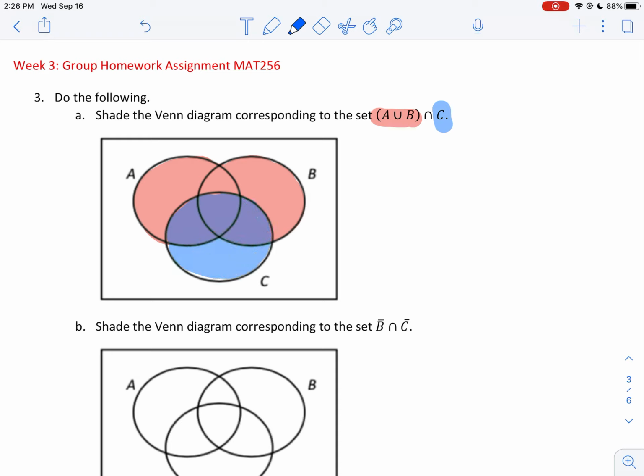And the intersection would be anything I shaded twice. So anything that was red and then anything that was blue, the overlap got shaded twice, and that's the purple stuff.